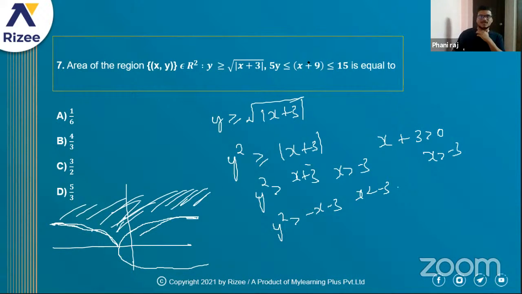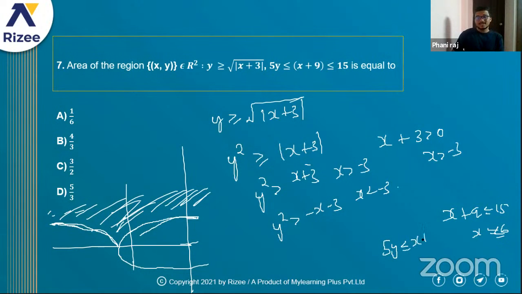Next, x + 9 is less than or equal to 15 means what? x is less than or equal to 6. So it's somewhere here. Only till here you should take. This is also okay. And 5y is less than or equal to x + 9. So y is less than or equal to x/5 + 9/5.